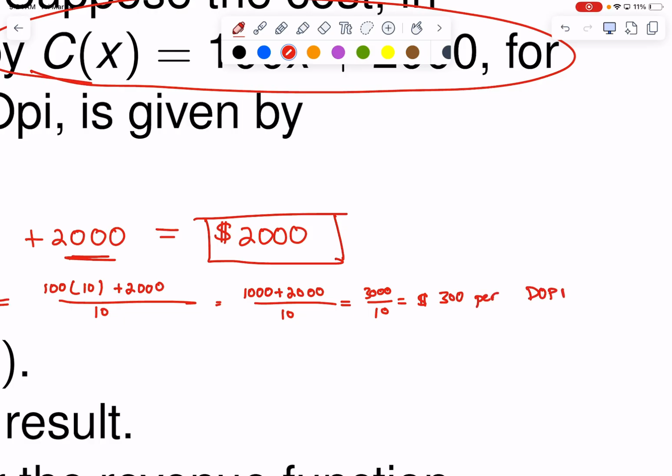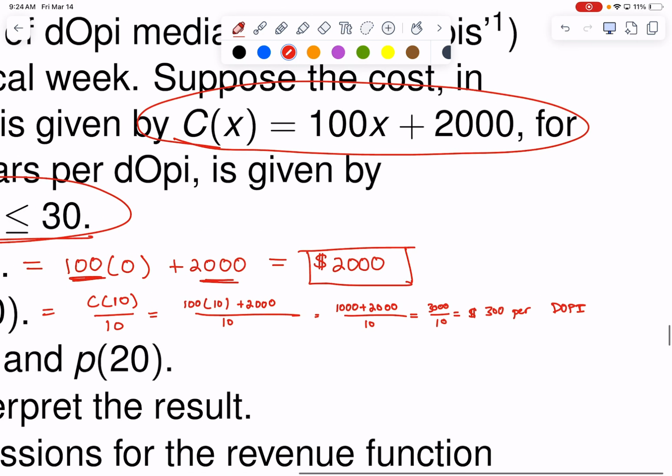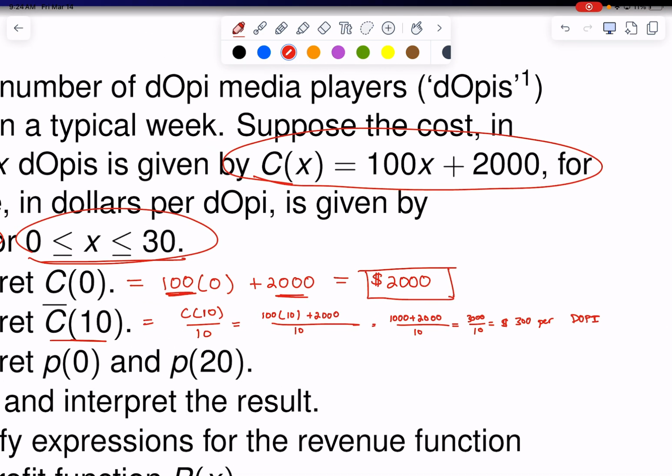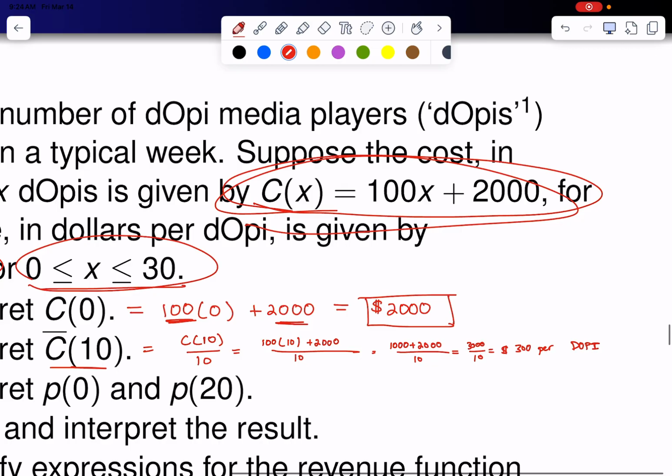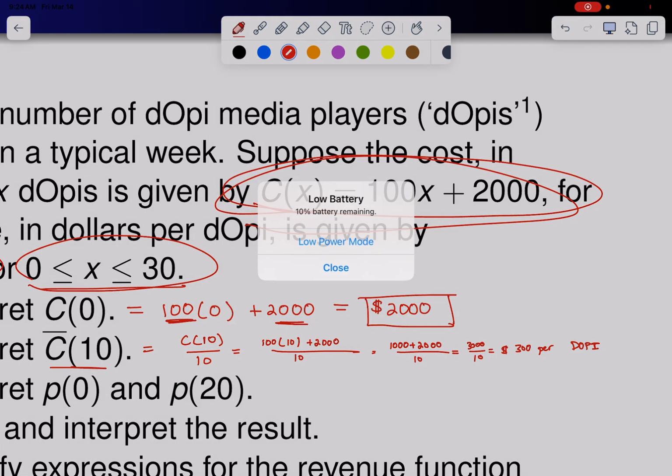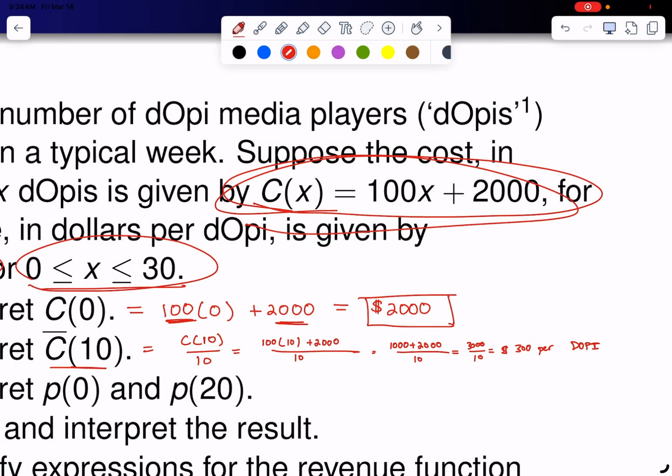Wait, where'd you get the 100 times 10? That's C, that's my equation, because like C of X, this is the equation for that. Oh, got it. Yep, we have to use the C equation. Does that make sense so far? So average cost, does it make sense? Think about it. If you take the cost to make 10 of them and divide it by 10, isn't that the average per item? So now we know what it costs per dopey.